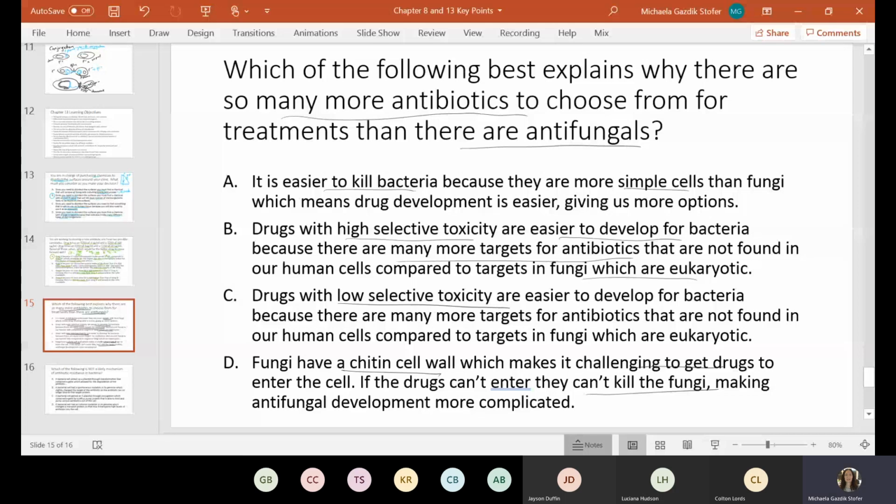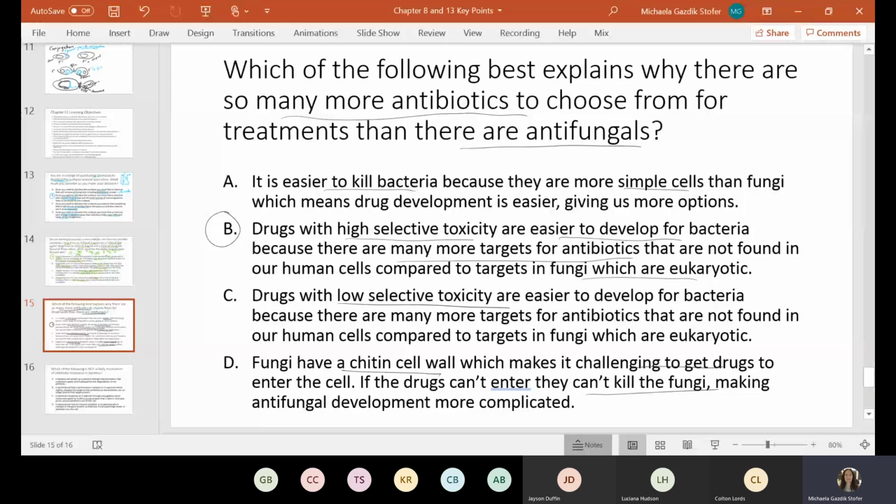Good. So this one is B. This is the whole key with antibiotics: they have high selective toxicities. Bacteria are prokaryotic. They have many more targets in them that are different than our human cells. Remember, the two big ones are the cell wall and the 70S ribosome. So large majorities of our antibiotics target those in different ways.